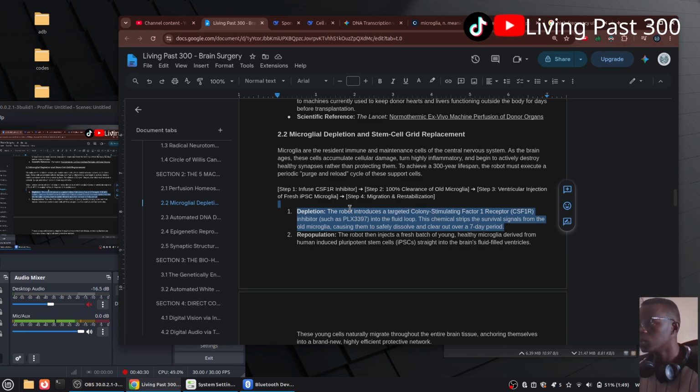Okay, this is how we'll have to remove them. There is colony stimulating factor 1 receptor inhibitor that can be introduced to the brain, and then these chemicals strip the survival signals from the old microglia.